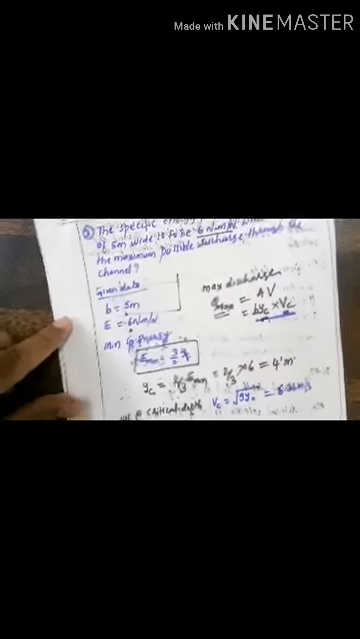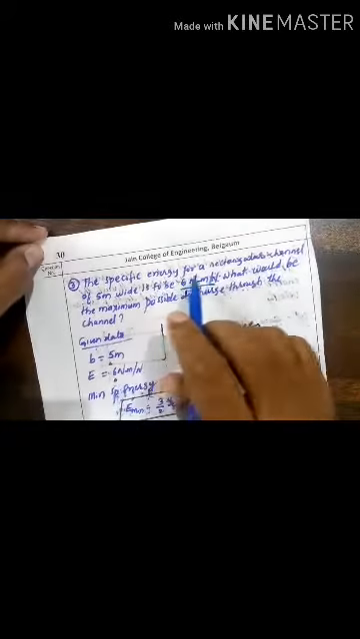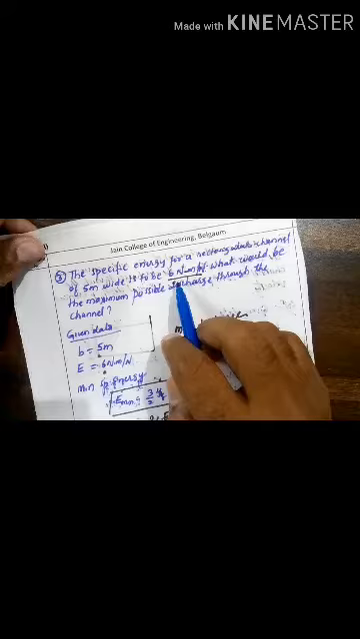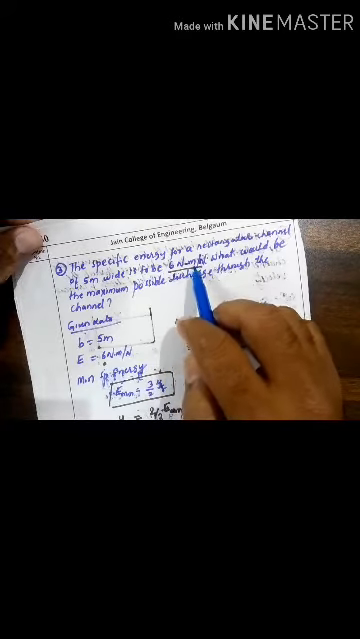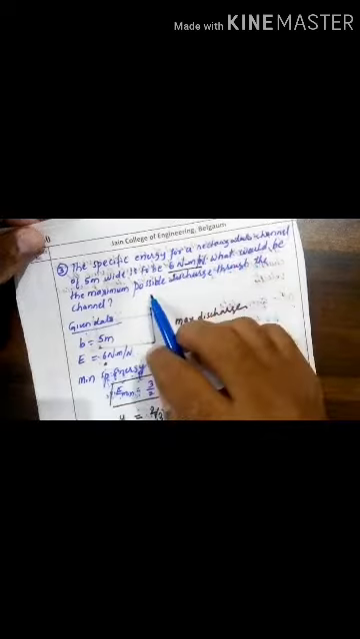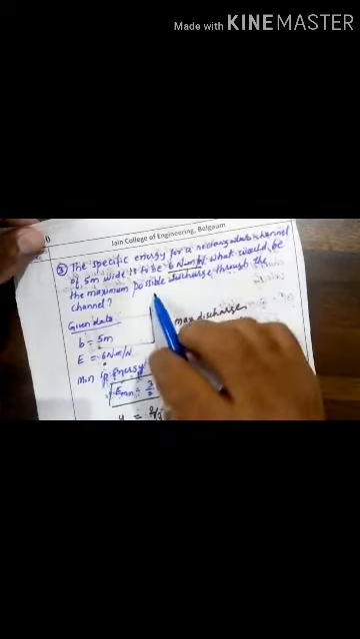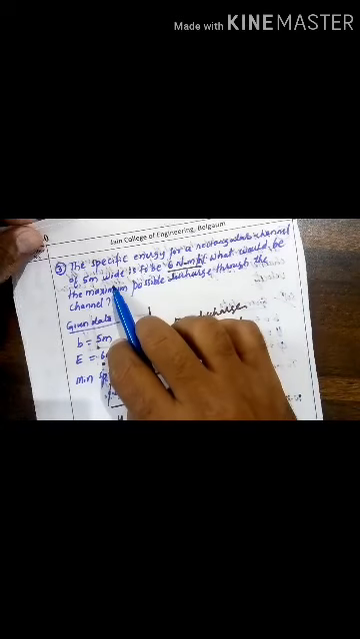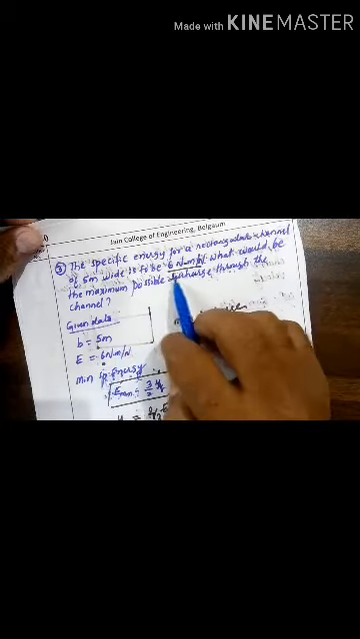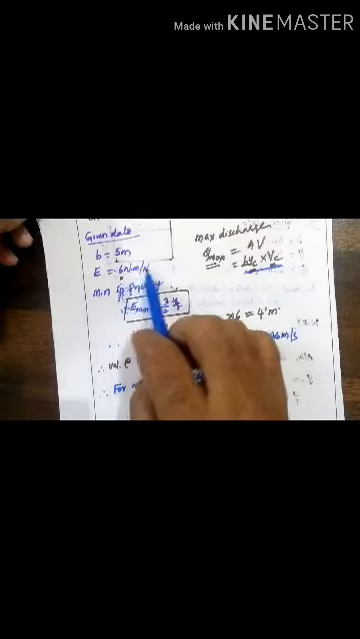Take one more problem. A specific energy for a rectangular channel of 5 meter width is given as 6 Newton meter per Newton. What would be the maximum possible discharge through the channel? Here specific energy is given, the width of the channel is given, and they are asking for that given specific energy what would be the maximum discharge possible. So first you write the given data. The width of the channel is 5 meter, specific energy is 6 Newton meter per Newton. Then for minimum specific energy, we have the equation in terms of critical depth.